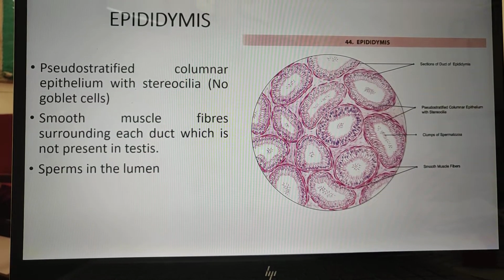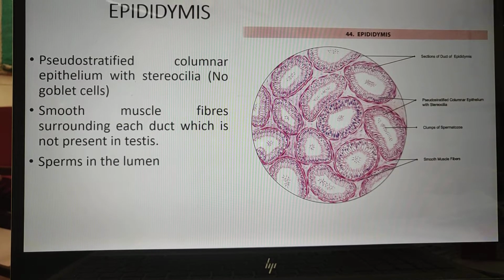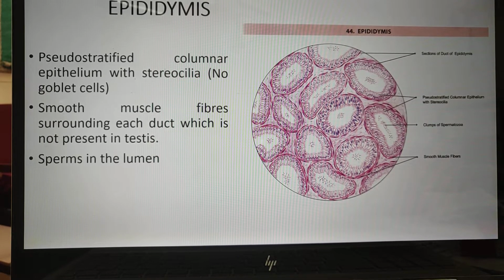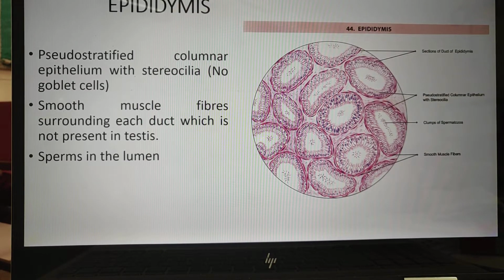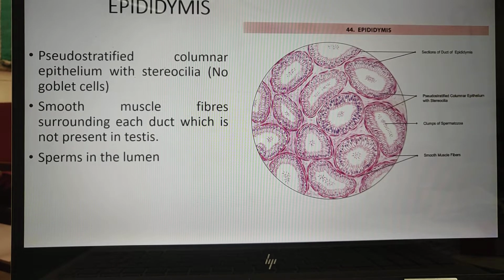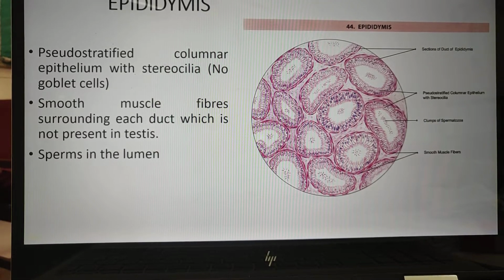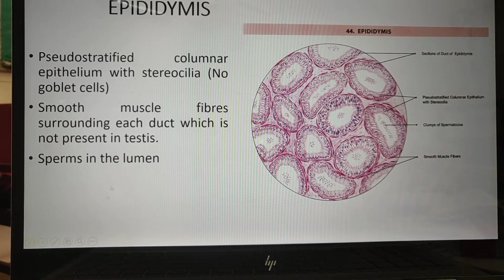The third one is the epididymis. The epididymis is lined by pseudostratified columnar epithelium with stereocilia. There are no goblet cells. Smooth muscle fibers around each duct are the main characteristic of the epididymis, which is not present inside the testes, and sperm inside the lumen. It is a characteristic of the epididymis.